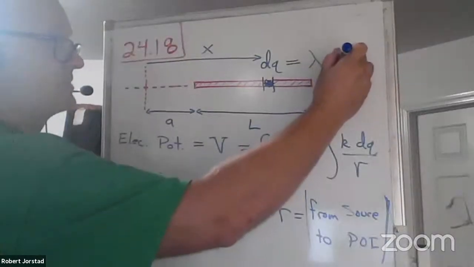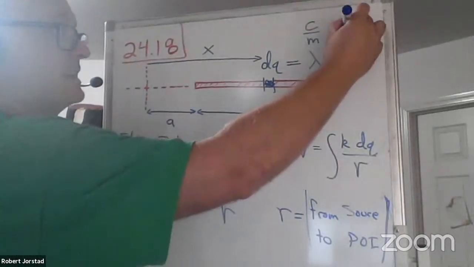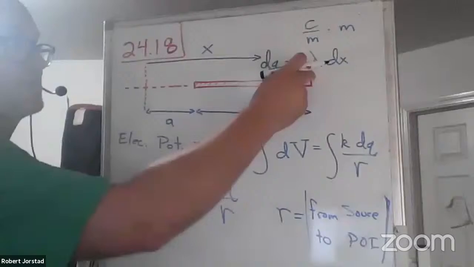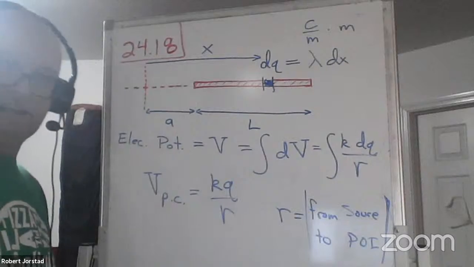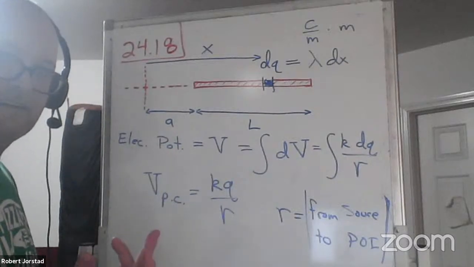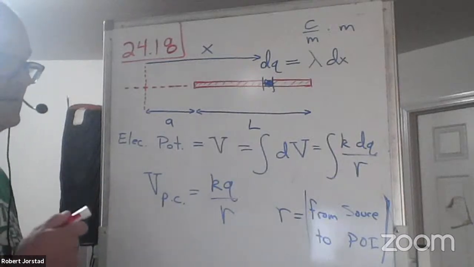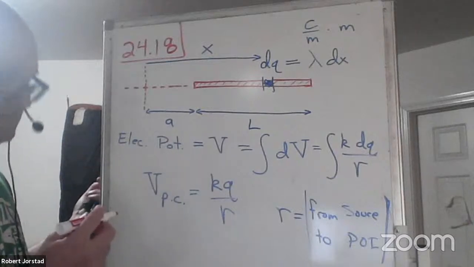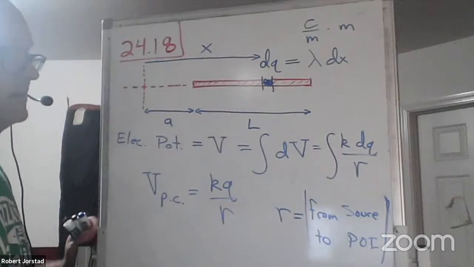Lambda dx, or some kind of small increment, right? This is coulombs per meter times meters, so I get coulombs equal to the coulombs per meter times an amount of meters. Can't you just shove that all in and hit go? What are the limits in this case? From A to A plus L. Yes.